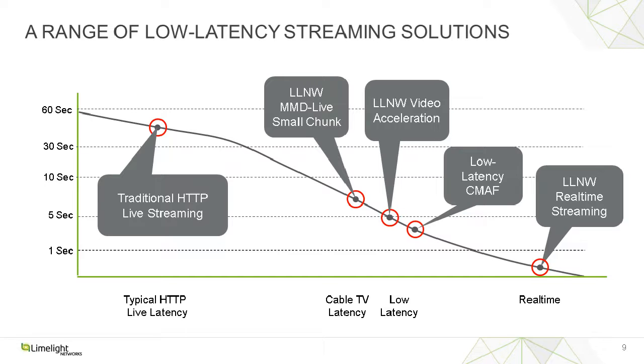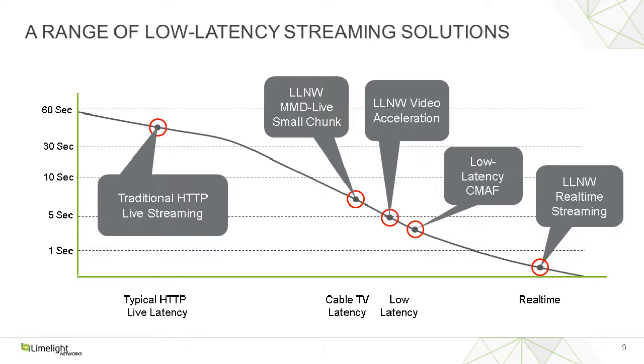Comparing cable TV latency, which is a lot of users' target realm, is just matching cable TV. We have MMD Live small chunk. So if you reduce your chunk size down from 10 seconds to 2 seconds, you're going to greatly reduce your latency. And you're going to be able to deliver it much, much quicker over the edge. We've got Limelight Video Acceleration, where we can take even smaller chunks from your origin and deliver them rapidly over the CDN.